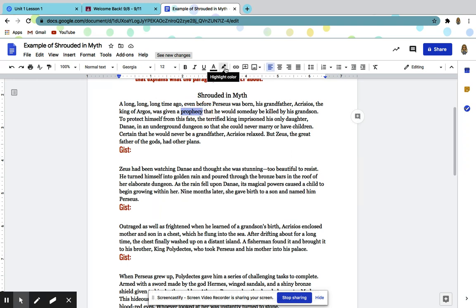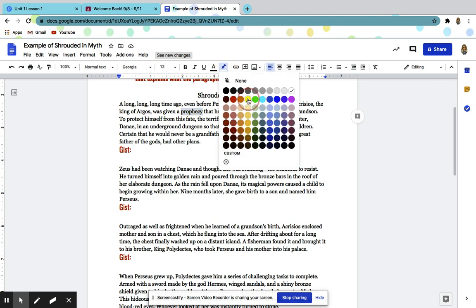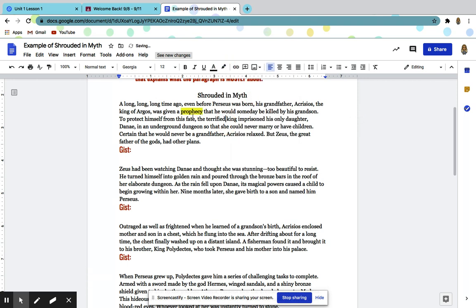I'm gonna click this button here where it says highlight color. I'm gonna click it and choose a color. I'm gonna highlight it because this is an unfamiliar vocabulary word. That he would someday be killed by his grandson. To protect himself from this fate.